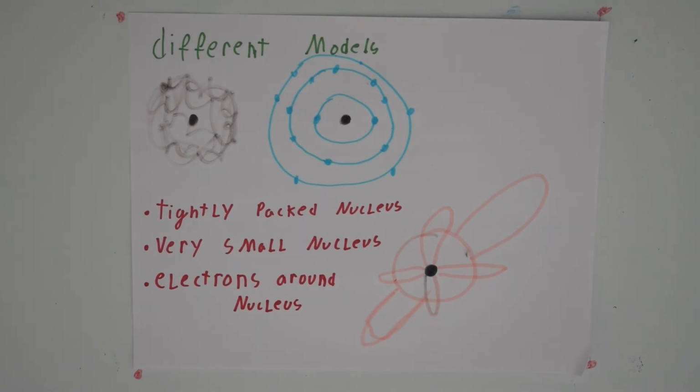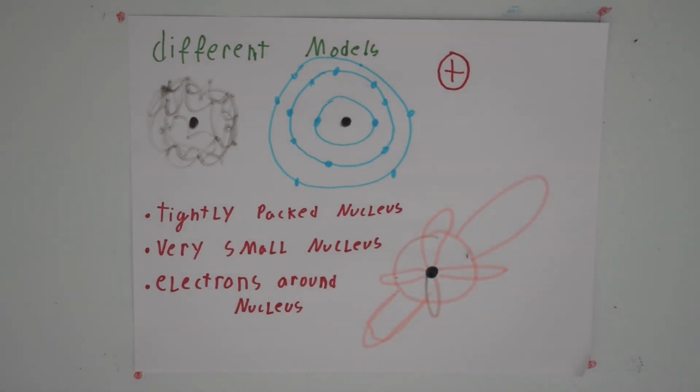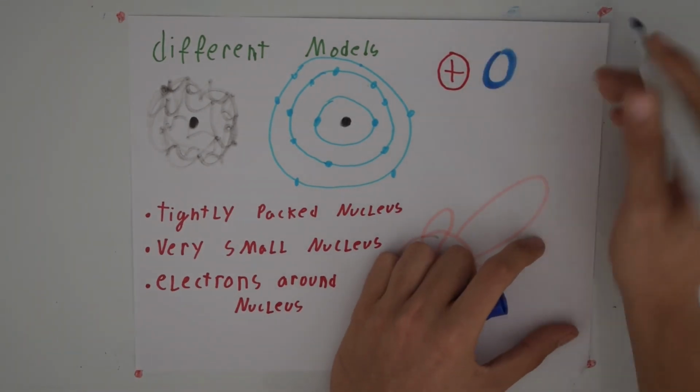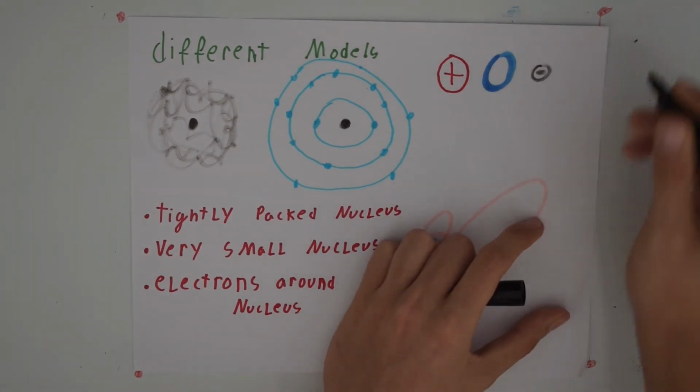Again, it is important to emphasize the charges of the subatomic particles we talked about, protons being positive, neutrons being neutral, and electrons having a negative charge. That's it.